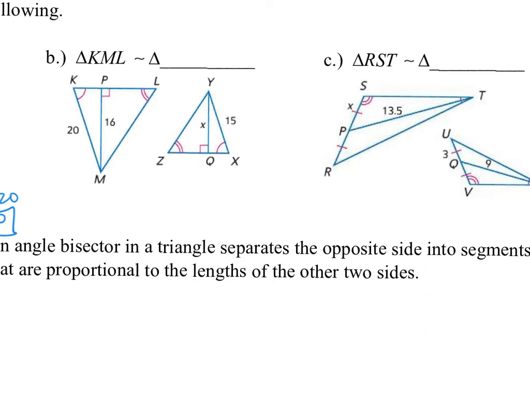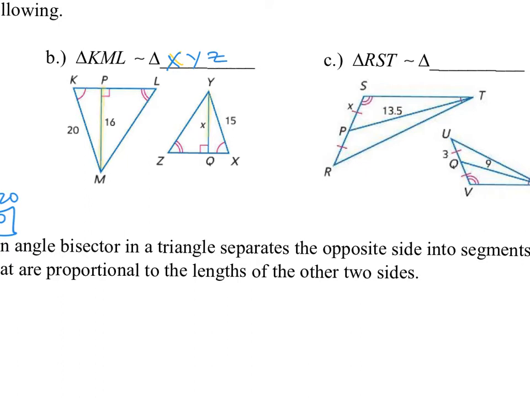K, which has one arc, would correspond to X that has one arc. And then, oops, I meant to do that in blue. Okay, and then M has no arc, and so it would correspond to Y. And then L, which has two arcs, would correspond to Z. All right, so now let's write a proportion. Notice that we are given the altitudes, so I'm going to highlight those in yellow.